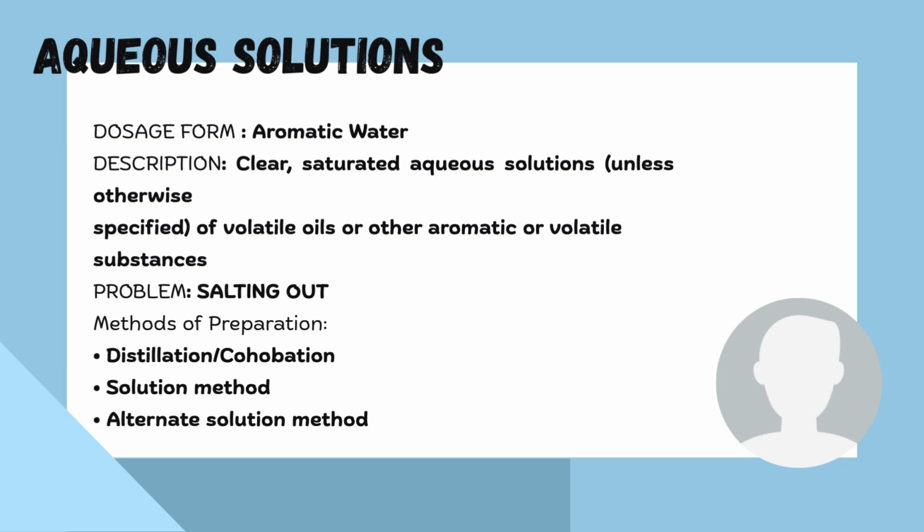The simplest method. Shake the volatile oil with purified water and then let the excess oil separate. Then filter the clear liquid. It is used when the oil is readily soluble and stable. And then third one, the alternate solution method, used when the oil is not very soluble in water. The oil is first mixed with a solubilizing agent like talc or alcohol before adding water. Then the mixture is filtered to get a clear solution.